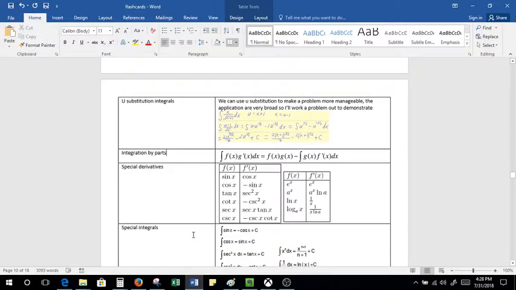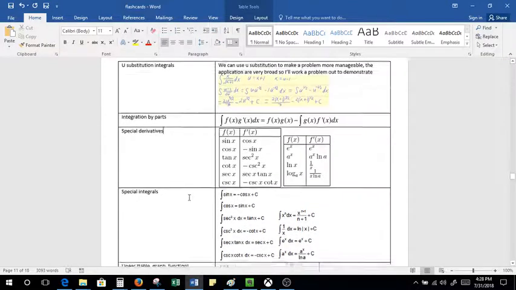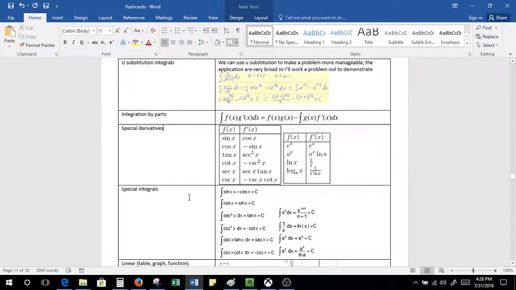Integration by parts. So that's right here. If you're taking the integral of f of x, g of x dx, you can use this to take that. And again, that's a little more complicated than I want to do in this video. And then you have special derivatives and integrals. I suggest you memorize these and become very fluent with them, both in this form and with the trig. I suggest you understand what they are going to look like graphically. And that should do it for Calc.